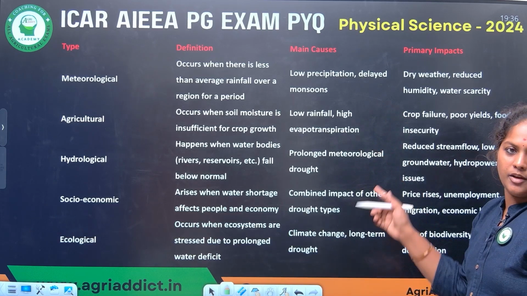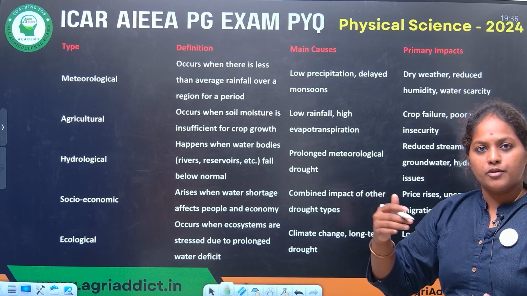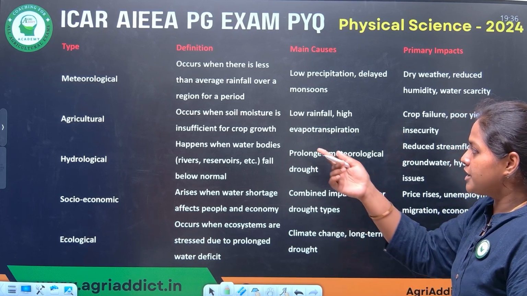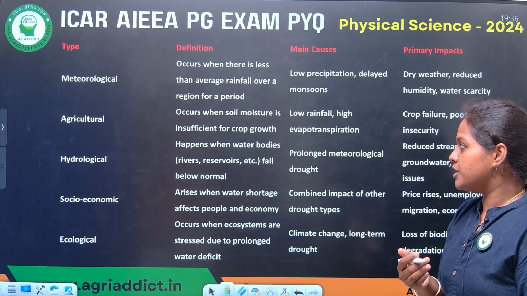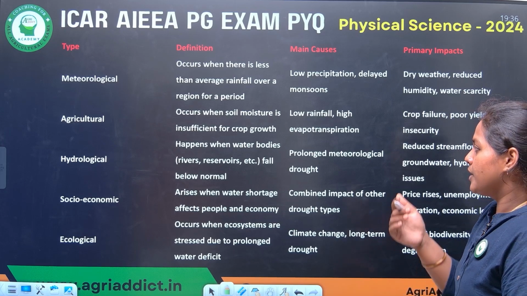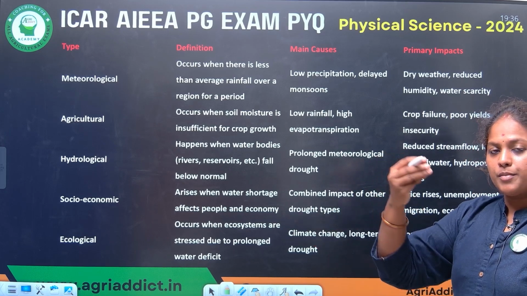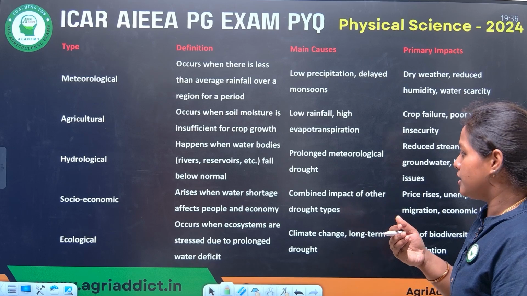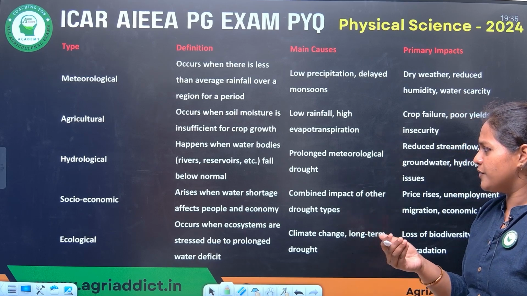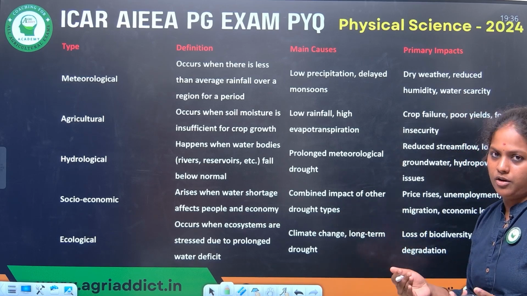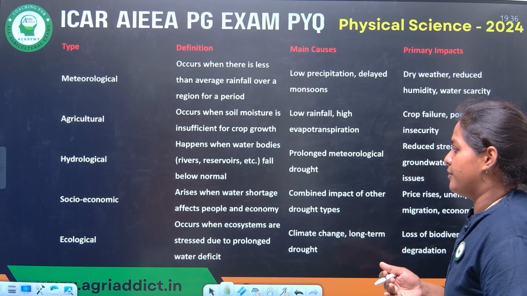These are the different types of drought. Meteorological drought means when rainfall is not sufficient. Agricultural drought means when soil moisture is not sufficient for crop growth. Hydrological means water supply from water sources is not sufficient. Socio-economic means when water shortage affects people and economy. It is related to socio-economic drought.